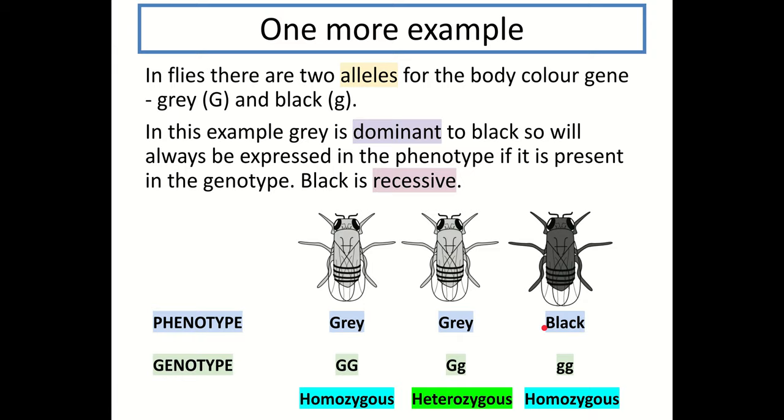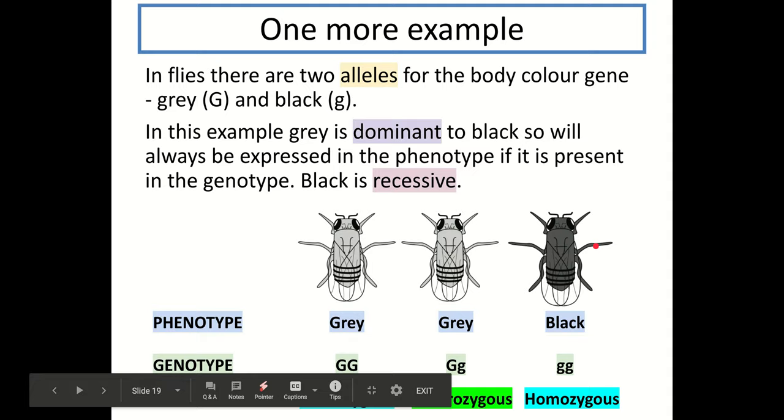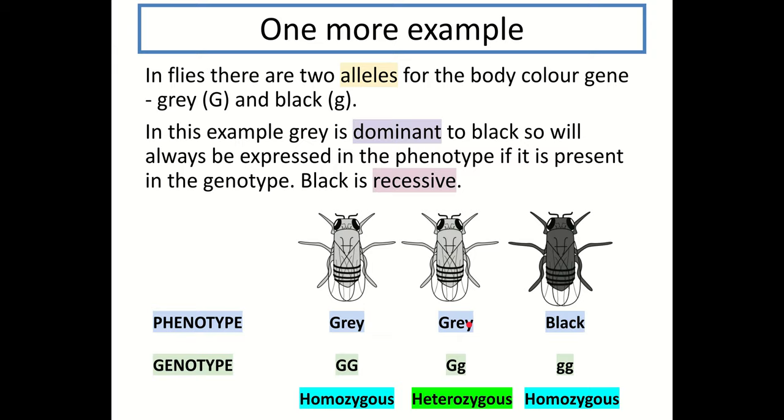The first and the third fly genotypes can be described as homozygous, as both alleles are identical. The fly on the left has a genotype of big G, big G, so they are the same, so homozygous dominant. And the fly on the right has the alleles little g, little g as its genotype, so its genotype is what we describe as homozygous recessive. The fly in the middle has one big G allele and one little g allele, so they're different, which means the fly is heterozygous.